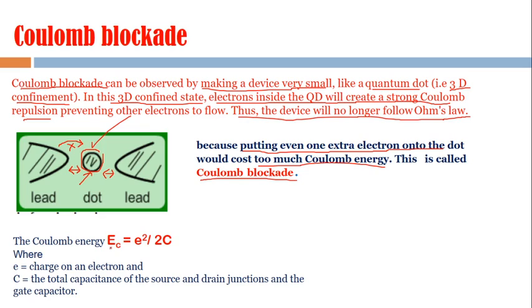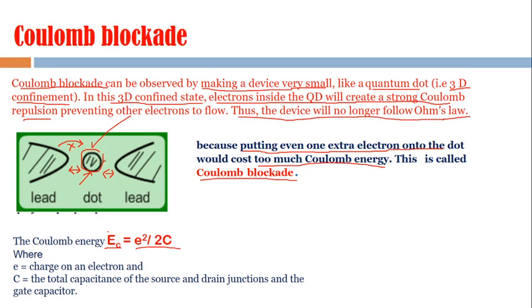You know from your 10+2 physics that the Coulomb energy is given by this expression. It says that this energy depends on the capacitance. So if you are trying to bring an electron from outside to a particular plate of a capacitor, then you need this much energy. It is e squared by 2C. Here e is the charge on the electron, and C is the total capacitance of the source and drain junctions, or gate capacitor, whatever it is. Right now you just understand that this dot has a certain capacitance.